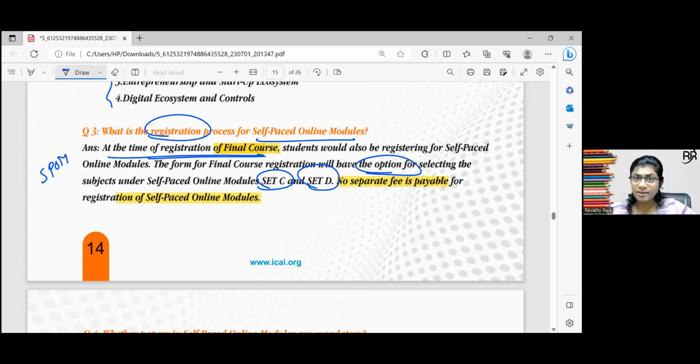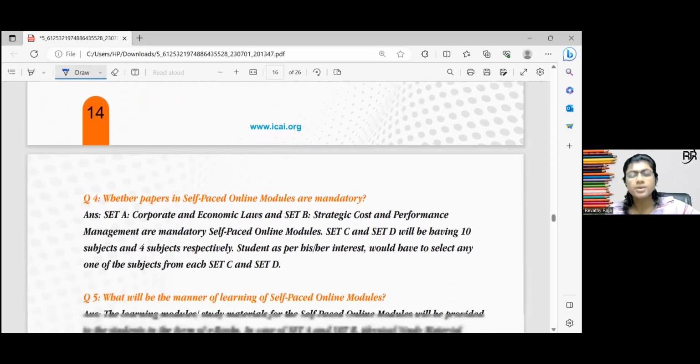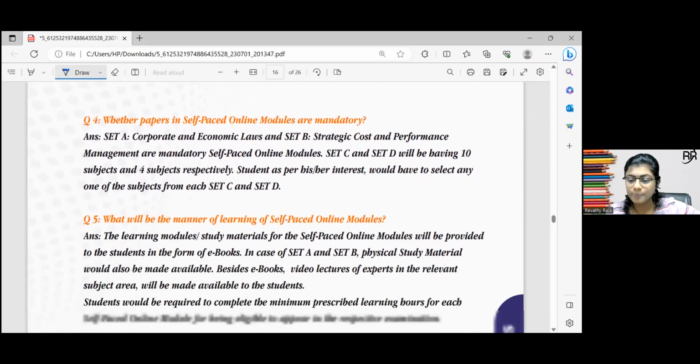Along with your final registration, you will register for SPOM with no separate fee for that. You can also select the subject for set C and set D. Set A and B, no option. Now, whether the papers in SPOM are mandatory, as we have discussed earlier: set A and set B, no option. Law and SCMPE are mandatory. From set C and set D, we have the option. So the option is only for set C and D.